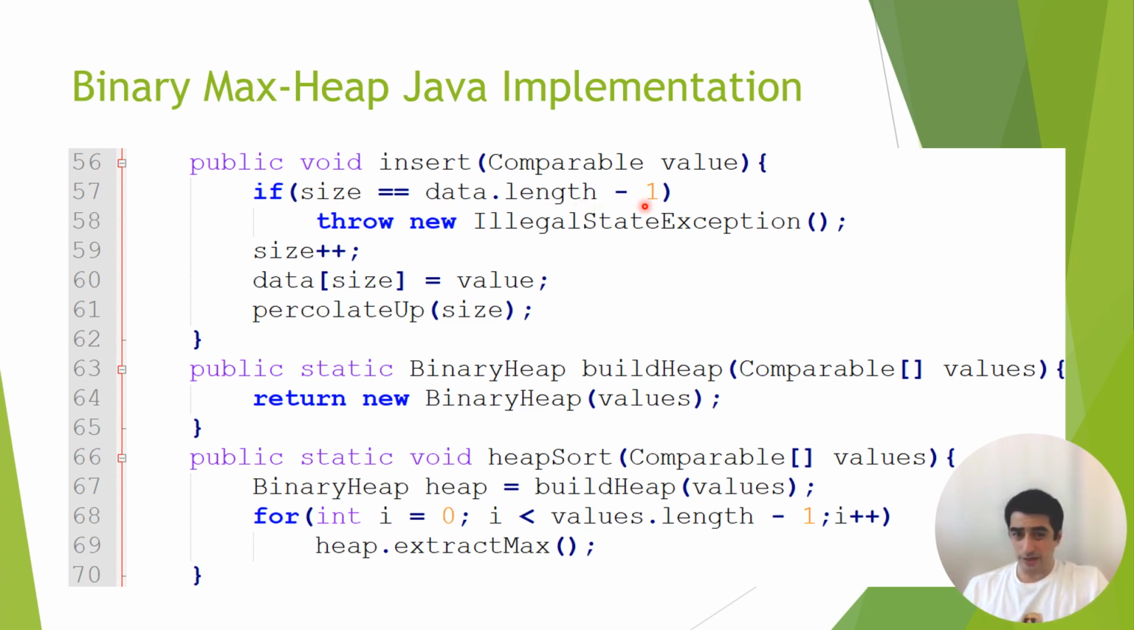Just throw an exception. But instead of doing that, I could have simply grown the size of the internal array stored in the max heap, which is basically the data array. I could have moved the data from the current array to the new longer array, but I did it this way because I didn't want to complicate the implementation here. But growing the size is not a big deal.